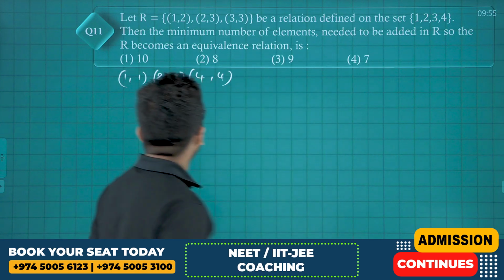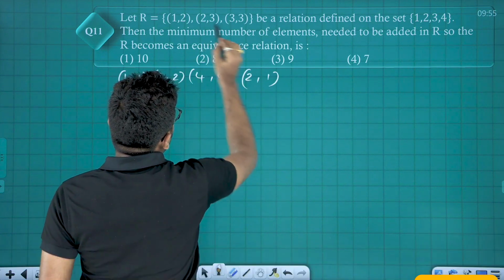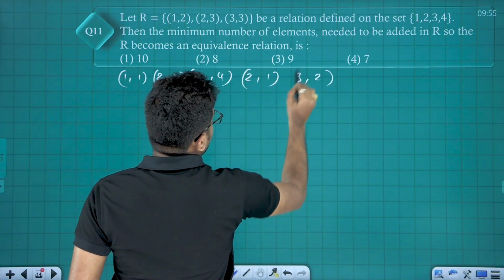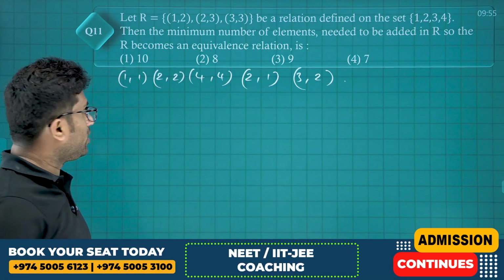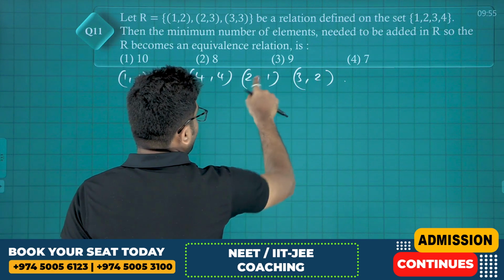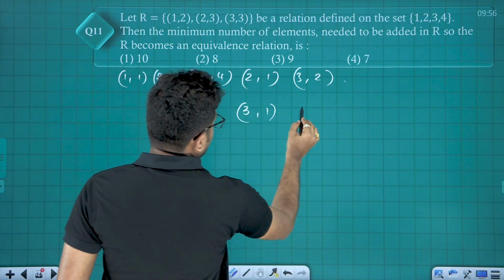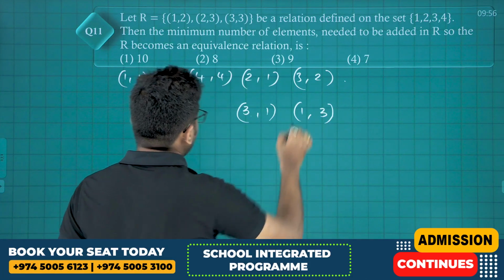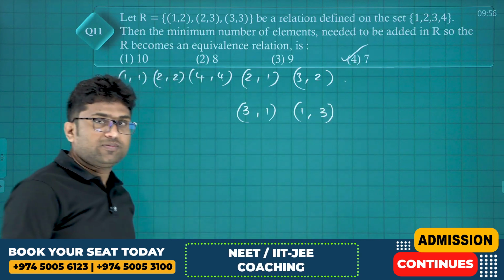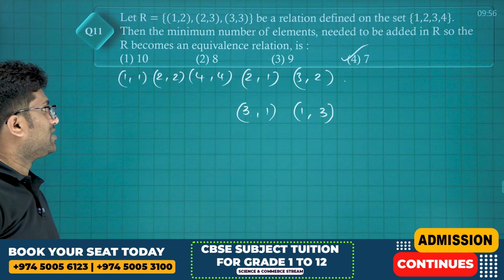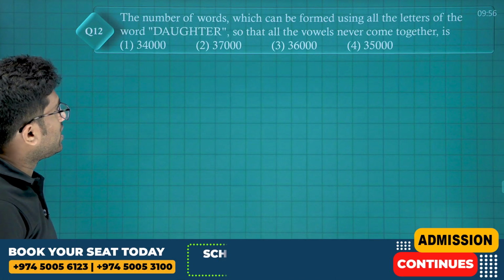Next, to be symmetric, 1, 2 we have, 2, 1 should be there. 2, 3 we have, 3, 2 should be there. Okay. This is regarding symmetric. To make it transitive, see we have 3, 2 and 2, 1. So 3, 1 should be there. If 3, 1 is there, again to make symmetric, 1, 3 should be there. So 1, 2, 3, 4, 5, 6, 7. Minimum 7 elements should be added to make it an equivalence relation. Simple question.